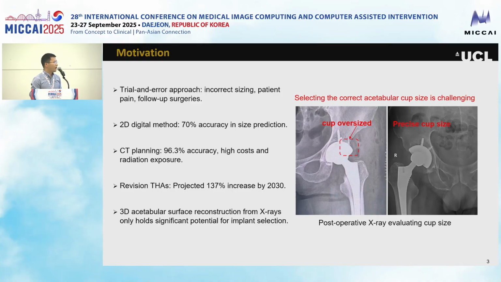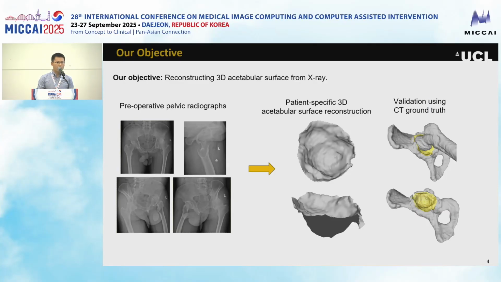By contrast, CT scanning can achieve higher accuracy and is typically reserved for complicated cases, but it can incur high cost and radiation exposure concerns. So, if a 3D acetabular surface map can be reconstructed from X-rays, it can assist the surgeon in determining the accurate cup, and also reduce the dependence on CT. So in this work, our objective is to reconstruct the 3D acetabular map from X-ray images, and the map can be used to estimate the cup size.